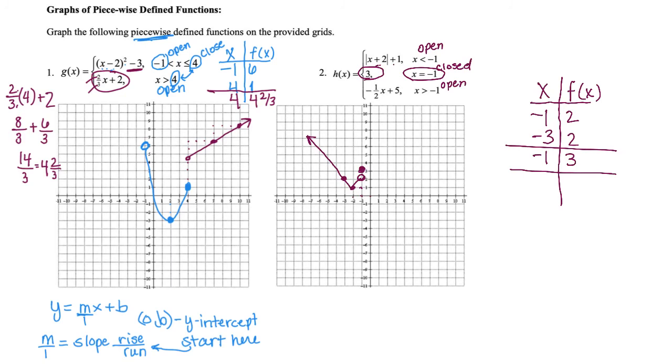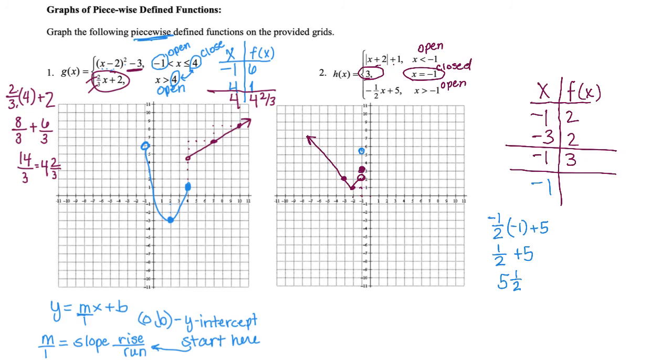Oh, now we've got a line. We have to use -1. I'm going to change colors. If we plug in -1, we have -1/2 times -1 plus 5. So that's 1/2 plus 5. Don't make this hard. That's just 5.5. So at -1, I'm going to go up 5.5, and I'm going to put an open circle.